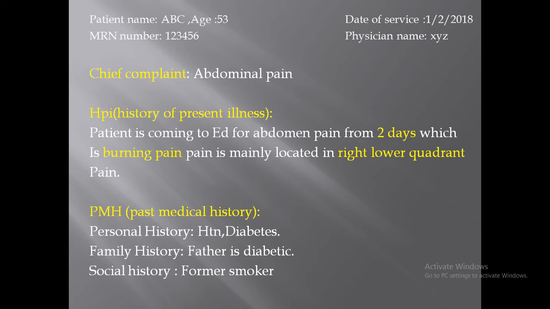Then coming to the family history. Family history is nothing but if the patient's father or mother have any diabetes, hypertension, or cancerous conditions, all these are reported in the family history. Then social history. Social history is nothing but whether the patient has any cigarette smoking or tobacco dependence, or he might have quit smoking, like that. All these are covered in the social history. This covers the past medical history.